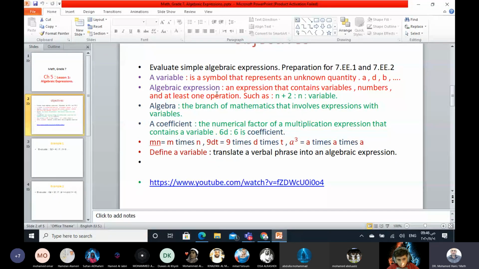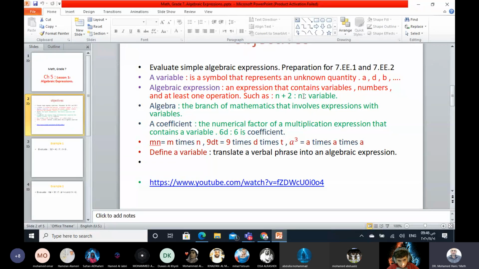What is the meaning of an algebraic expression? An algebraic expression is an expression that contains variables, numbers, and at least one operation. Suppose we have m plus 2: m is the variable, 2 is the number, and the operation here is plus. When you have a variable, a number, and at least one operation, the name of this form is an algebraic expression.